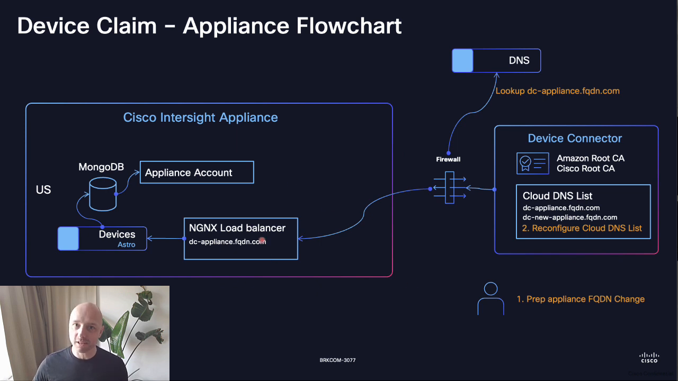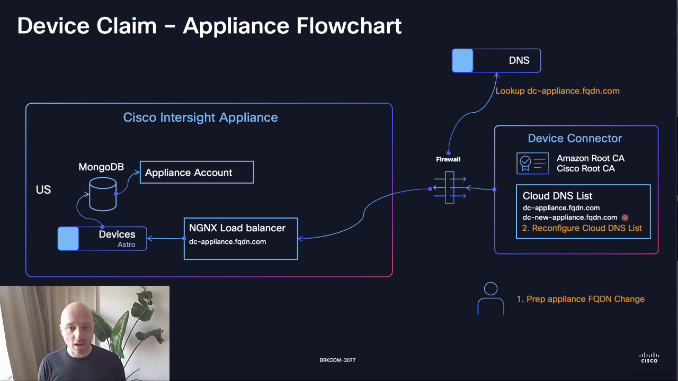So you log into your existing appliance, still with the old FQDN. You go to the appliance details page. I'll demo this later. And there you kick off the FQDN change. What that will do is use the existing connection to talk to all the device connectors which have been claimed, all the servers that have been claimed, and it will push the new FQDN down to those servers next to the one it already has. So it's not going to mess up the existing connection.